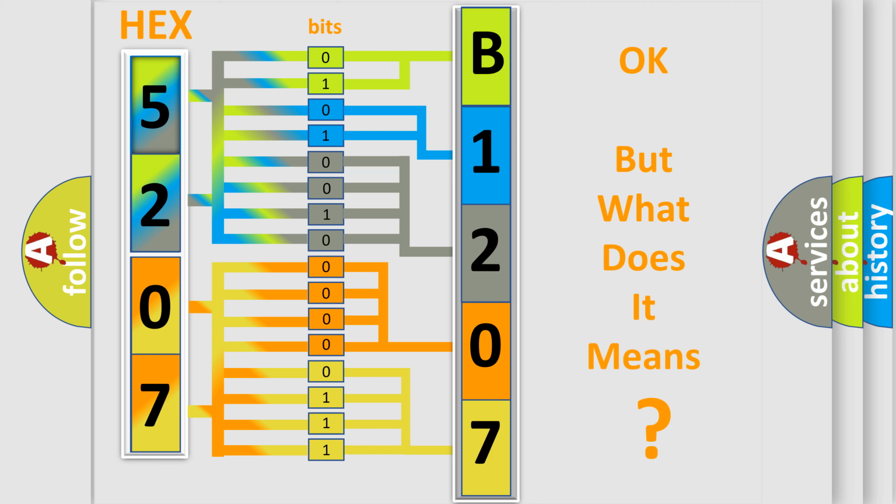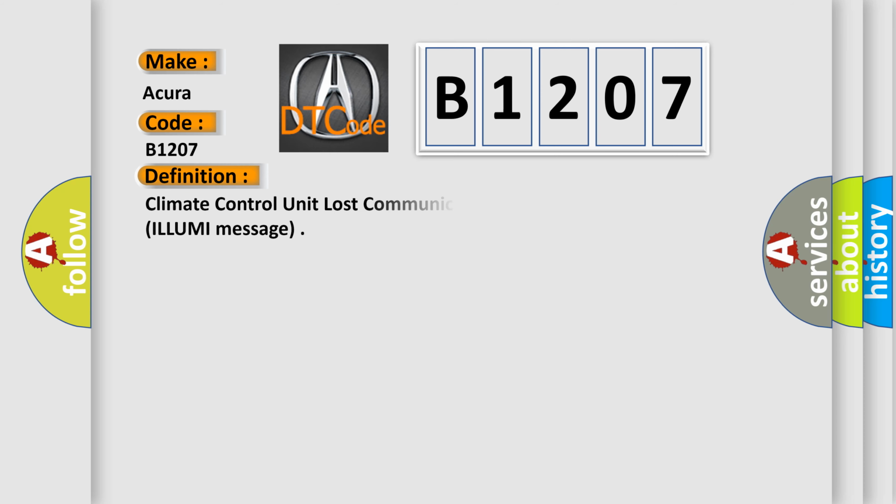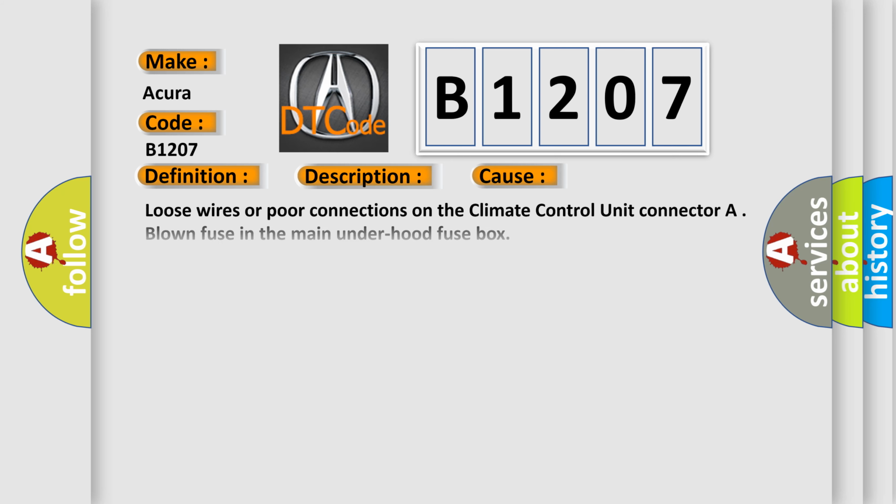The number itself does not make sense to us if we cannot assign information to what it actually expresses. So, what does the Diagnostic Trouble Code B1207 interpret specifically for Acura cars? The basic definition is: climate control unit lost communication with gauge control module, ILLUMI message. And now a short description of this DTC code: poor communication between the climate control unit and the gauge control module.